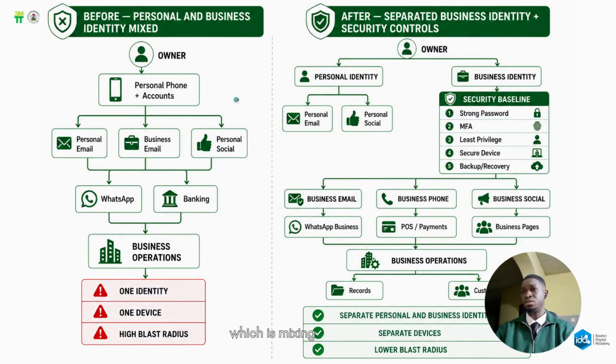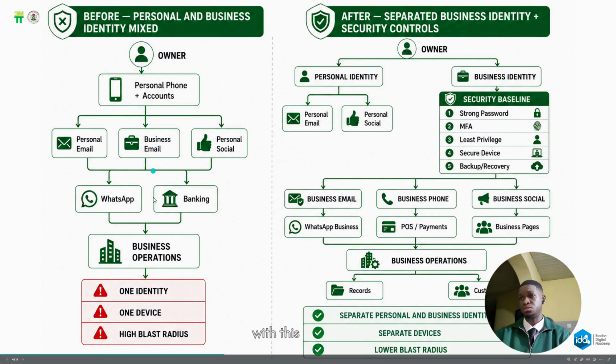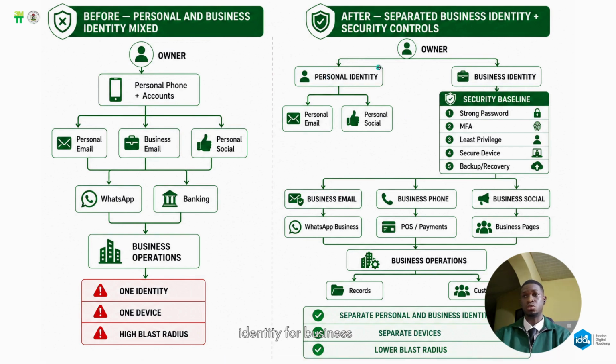Many SMEs have a major challenge, which is mixing up personal and business identities together. In this proposed framework, after identifying the digital assets, the next step is to separate the personal and business identity. Here you can see the former architecture, and with this policy, you now have a separate identity for business and a separate identity for personal life. So if the personal life is compromised, it doesn't in any way affect the business. Whereas with just one identity and one device, if the personal activity is compromised, the whole business can go down with it.